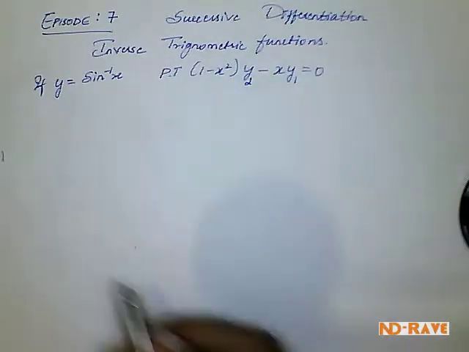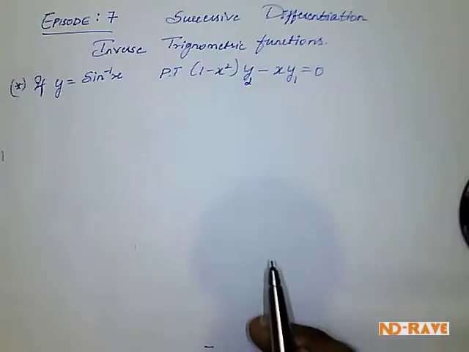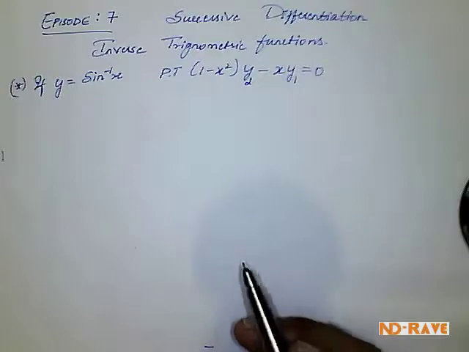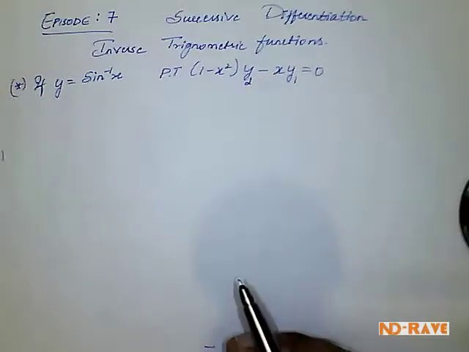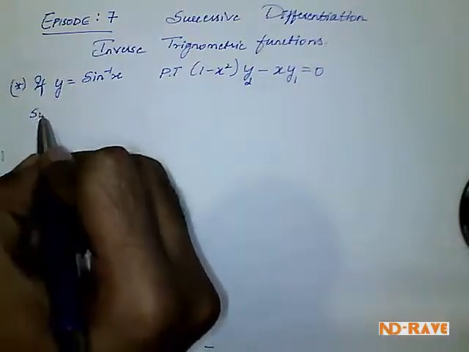So if y is equal to sine inverse of x, then we have to prove that (1 minus x squared) y2 minus x y1 is equal to 0, where y2 is the second differential and y1 is the first differential. So from this particular problem we can say that we have to find the second differential equation. So the solution follows the same steps.